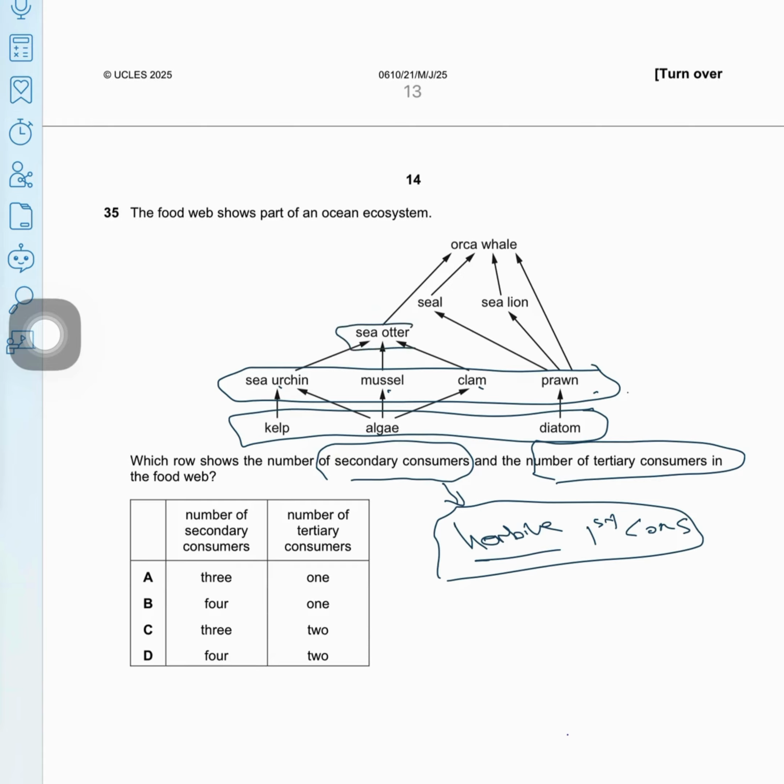So this is the first one. 1, 2, 3. And take care from this line. 4. So it's 4. So it's B or D. Now how many tertiary are there? Tertiary consumer is the one who eats secondary consumers, which are carnivores. So how many are eating these ones? It's only the orca, so the answer is B.